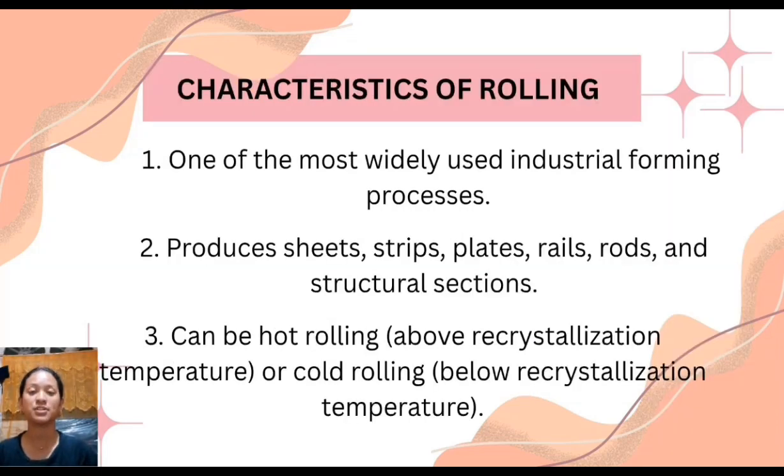If forging has characteristics, rolling has too. First, it is one of the most widely used industrial forming processes. Rolling is very common in industries because it is efficient, economical, and can produce large quantities of metal products. Second, it produces sheets, strips, plates, rails, rods, and structural sections. By passing metal through rolls, we can make different products like thin sheets, wide plates, long rods, rails, tracks, and even I-beams used in construction.